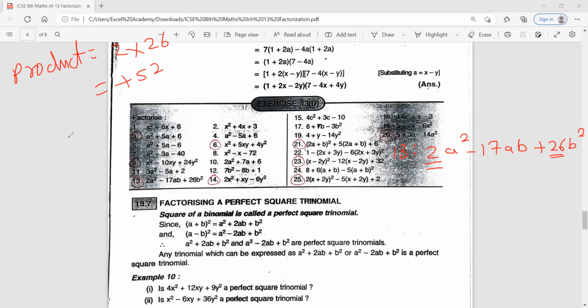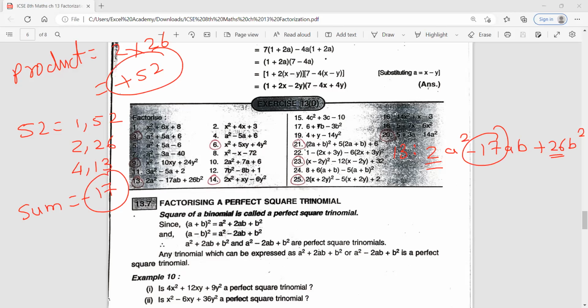If the product is positive 52, find the factors of 52. 1 and 52, 2 and 26, 3 नहीं होता, 4 and 13. That's all. Then they will repeat. The middle term is minus 17. So sum is negative and product is positive. That means both factors must be negative and the factors are 4 and 13. Minus 4 and minus 13, both negative.